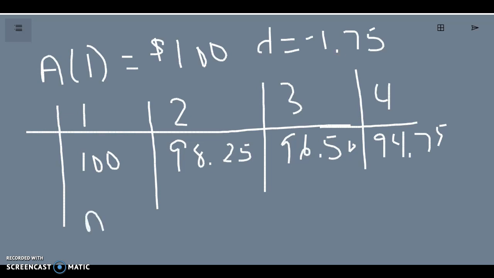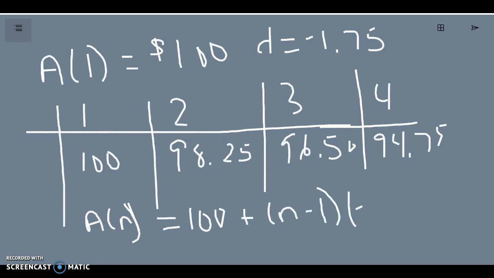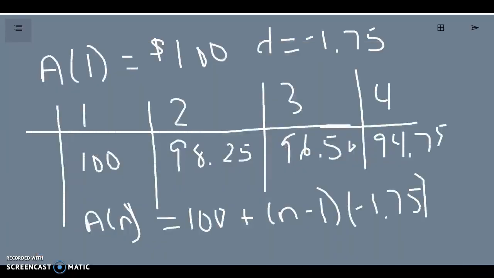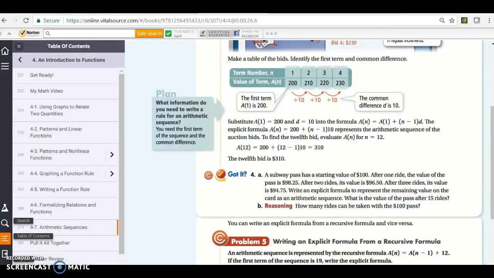All right, so my formula would be a sub n is equal to my first term, which is 100, plus n minus 1 times negative 1.75. All right. So next, it says write an explicit formula to represent the remaining values of the card. Okay. There, we did it. There's my explicit formula. Then it says, what is the value of the pass after 15 rides?